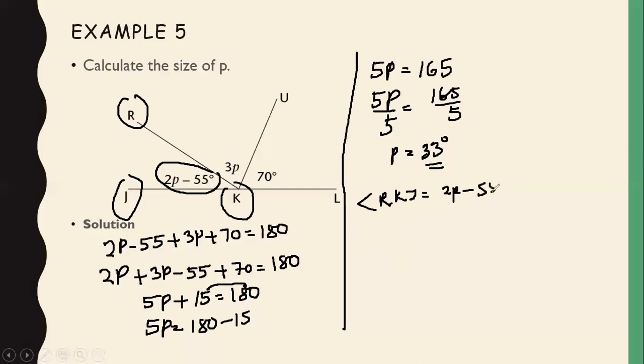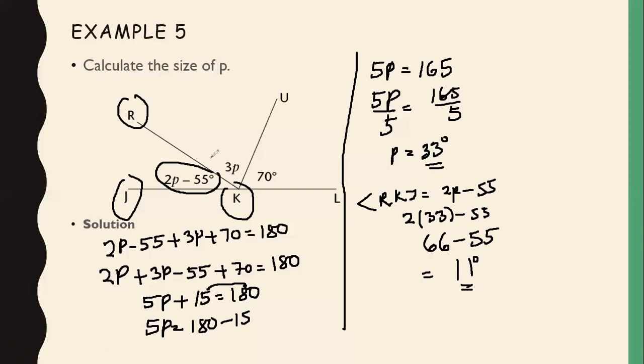Are you there? 2 multiplied by p, which is already 33, then minus 55. 33 times 2 gives you 66, minus 55. If you do your arithmetic very well, you have 11 degrees. So you can play around with different angles. If you're asked to look for RKU, you know it's 3p, and that's 3 times 33, which is 99, right?